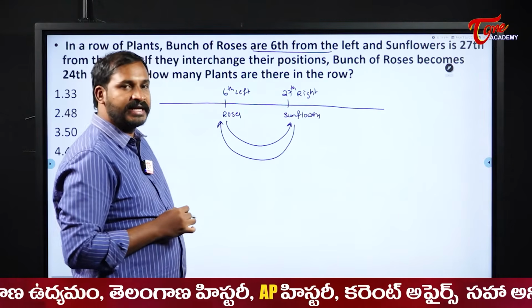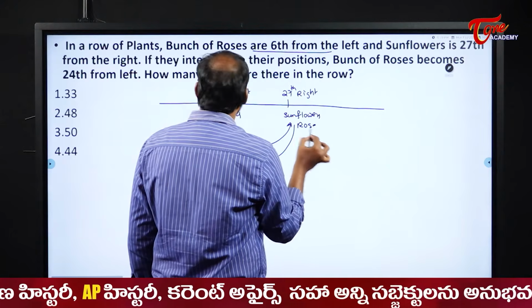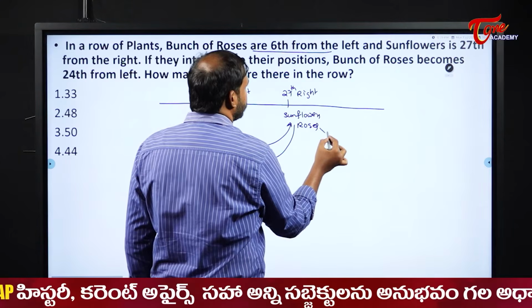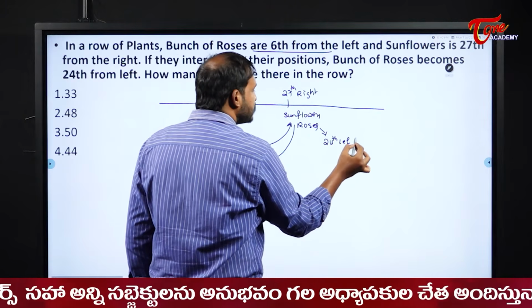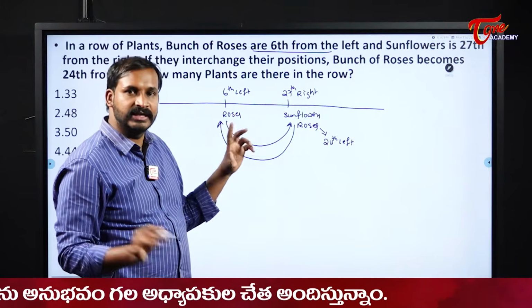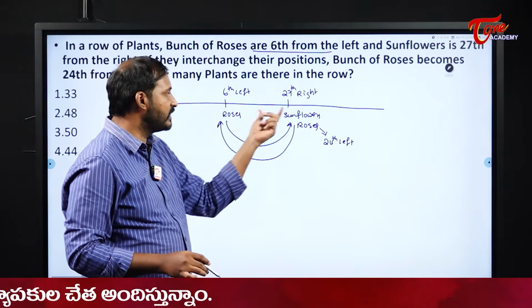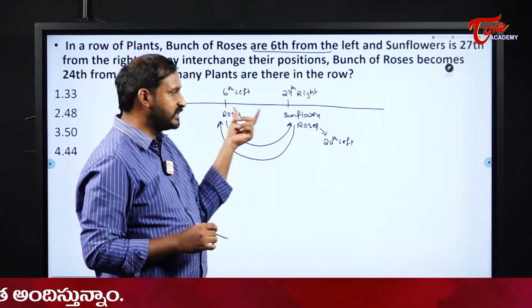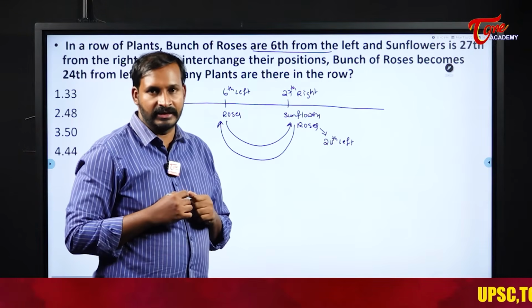Okay. After they interchange their position, now roses came to this one. And now it became what? 24th from left. Roses became 24th from left. Now see here, students. This is 24th, right? So that is the reason you can take like this. There is no wrong in that. So roses will be there only and sunflower will be here. Why? Because this position is 6th and this is 24th from left now. That means obviously to its right only.